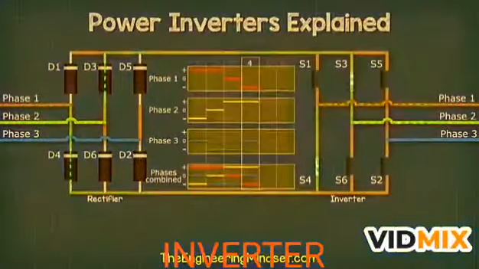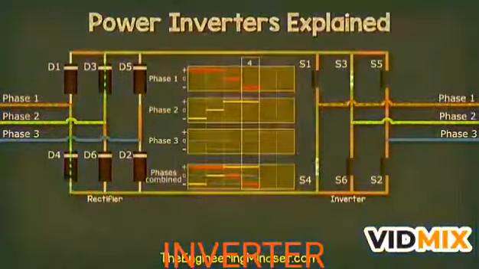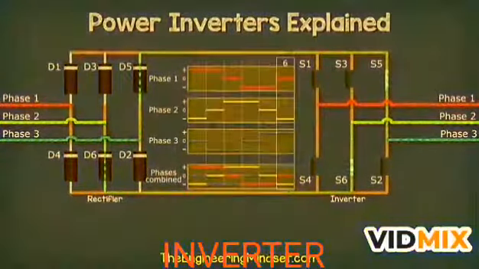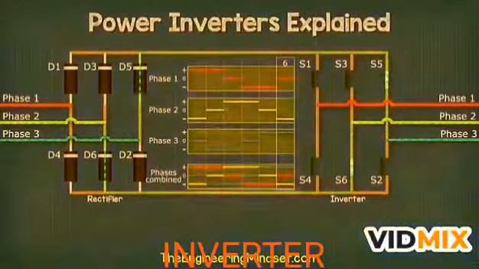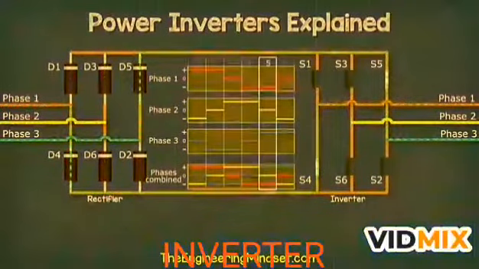Then we close switches 3 and 4. This will give us phase 2 and phase 1. Then we close switches 5 and 4. This will give us phase 3 and phase 1. Then we close switches 5 and 6, and this will give us phase 3 and phase 2. This cycle repeats again and again like so.